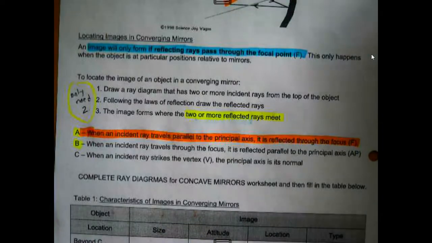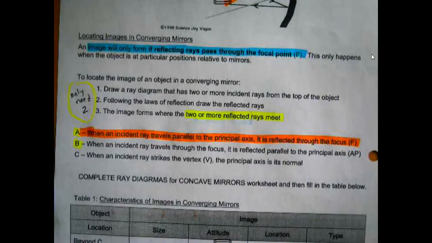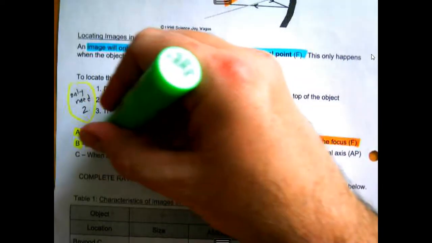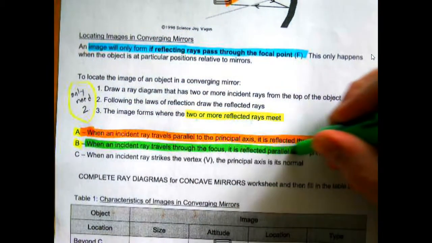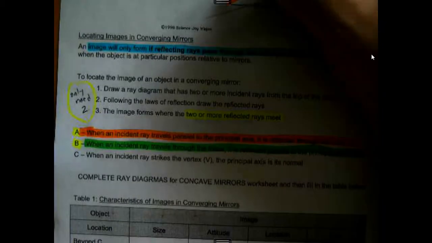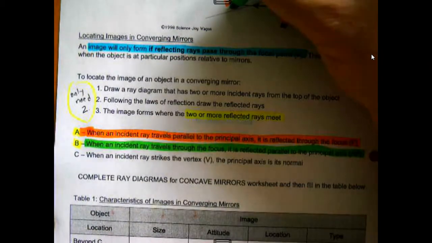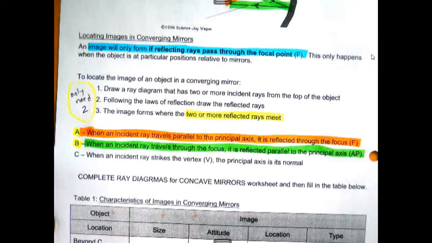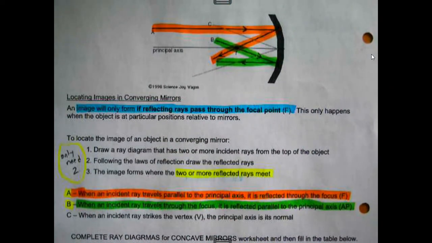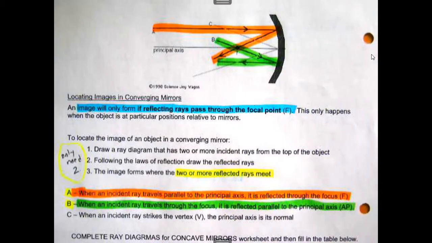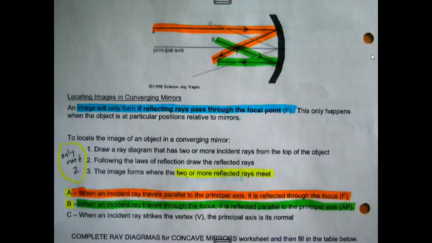The other line that we're going to draw on here is an incident ray that goes through the focus, and it's going to reflect going parallel to the principal axis, which is this one here. So this one's going through the focus, and it reflects. It's now parallel to the principal axis. Through focus, parallel to the principal axis. So that is what we're going to be using.